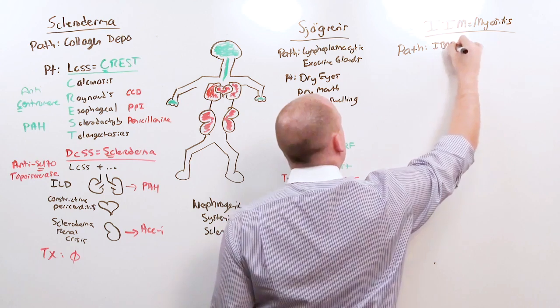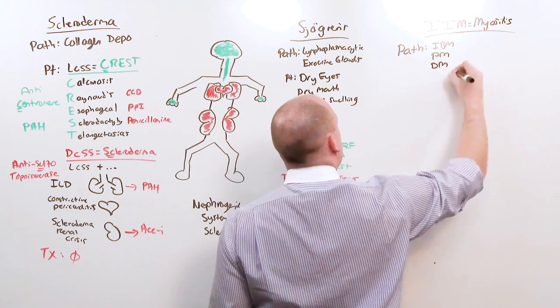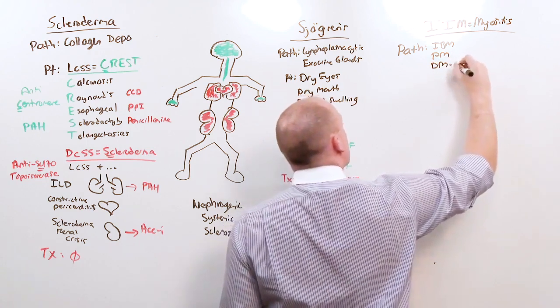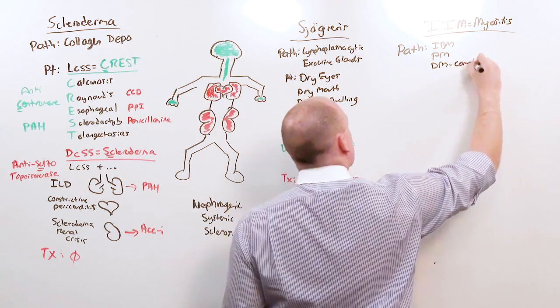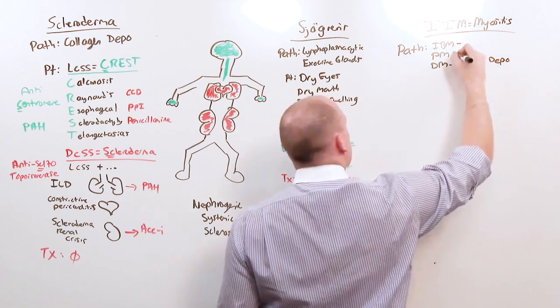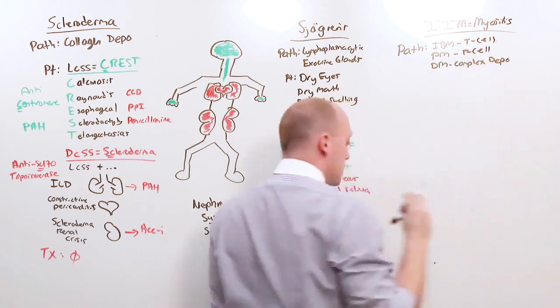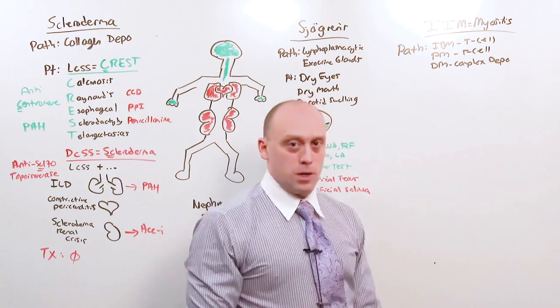Inclusion body myositis, polymyositis, and dermatomyositis. Dermatomyositis is a complex deposition disease. Inclusion body myositis and polymyositis are T-cell diseases. And now we're lumping them all together because they present very similarly.